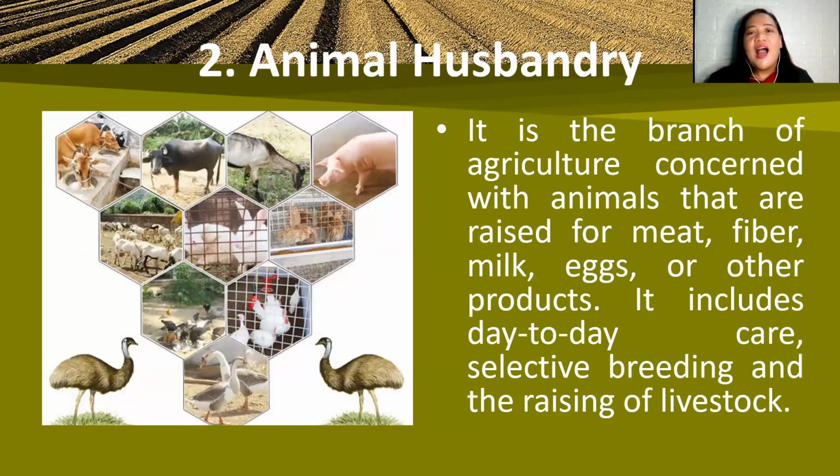Next, animal husbandry. It is a branch of agriculture concerned with animals that are raised for meat, fiber, milk, eggs, and other products. It includes day-to-day care, selective breeding, and grazing of livestock.